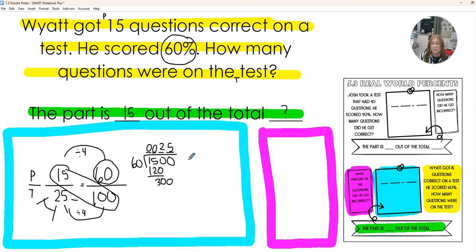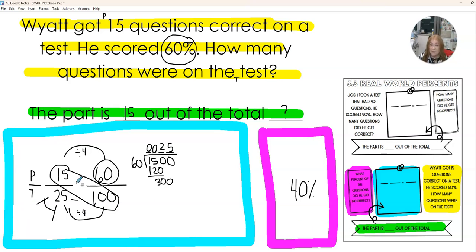Now, because we know this, we also know the opposite of that. This question says, what percent of the questions did he get incorrect? So we know we got 60% correct. To get from 60 to 100 takes 40 more. So he got 40% of the test incorrect.